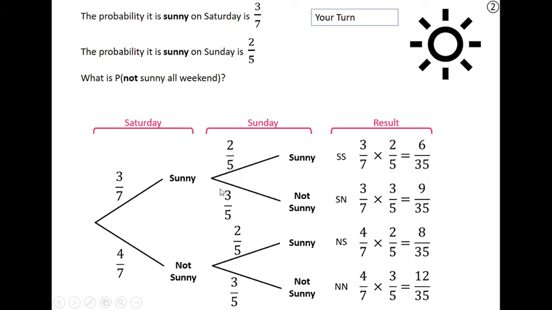Same idea for all the other ones, and you work your way through. So the second one will be 3/7 times 3/5. Right, not sunny all weekend. So we want not sunny on Saturday, not sunny on Sunday. So it's the bottom branch. So it's 12 out of 35.